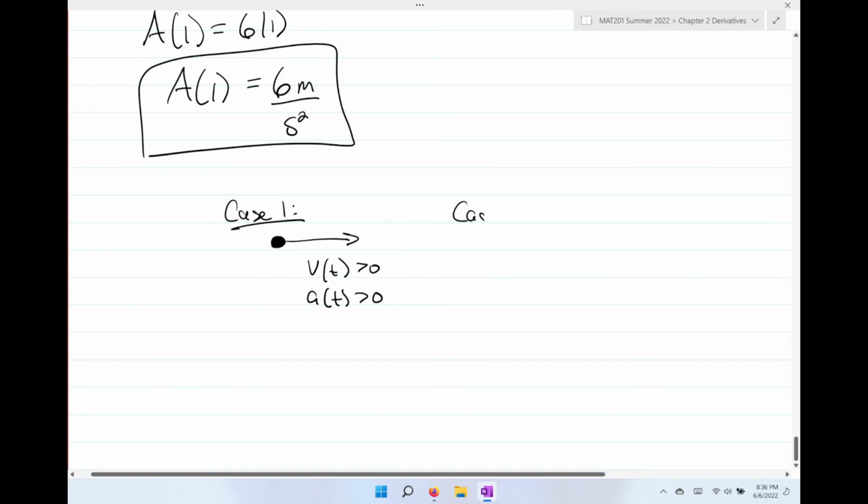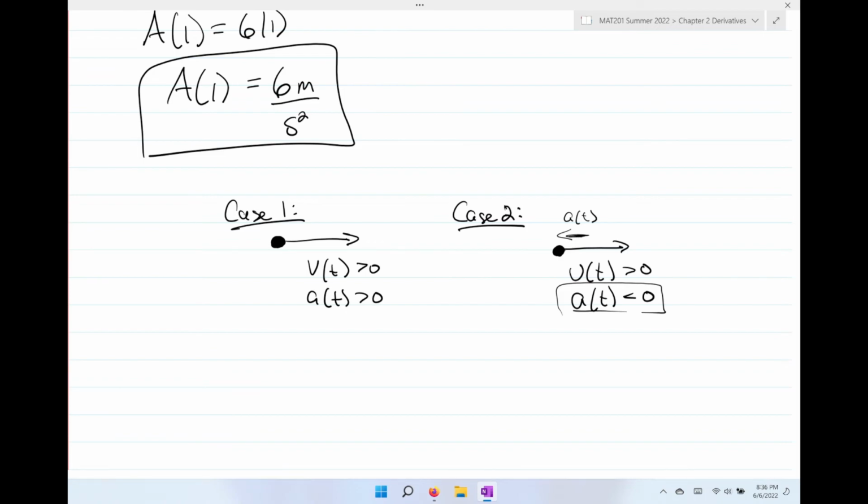Case 2. Here's our particle. It's moving this way, so the velocity is greater than 0, so it's moving to the right. However, the acceleration is less than 0. What that means is that the acceleration is moving in the opposite direction of the velocity, which means eventually, if this acceleration is larger than the velocity, this particle will end up slowing down, turning around, and moving in the opposite direction. So it's kind of like putting the brakes on almost.